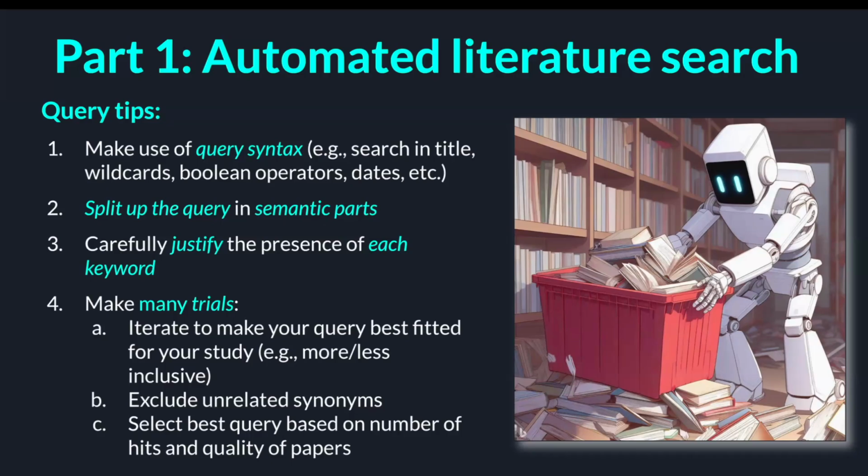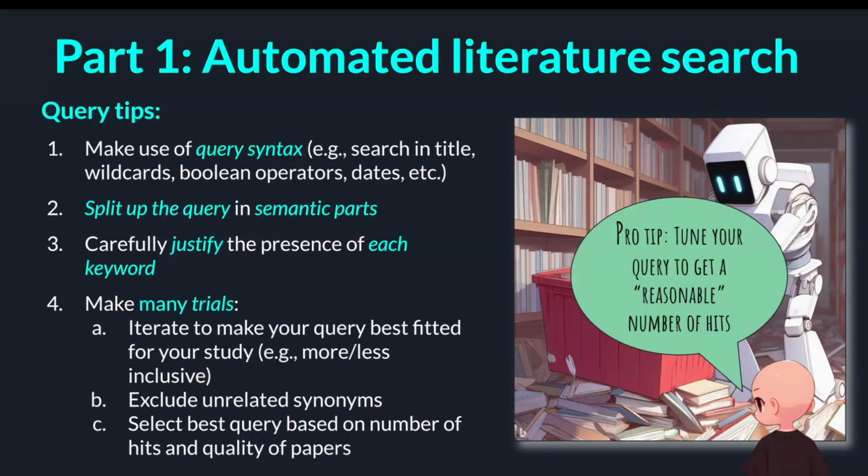So, for example, exclude unrelated synonyms which maybe are common in another field of research. And then after many trials, you can select the query which is best fitted according to both number of hits and quality. If you get 1 million hits, it's not a good query because you won't be able to look at 1 million papers in years. And also the quality: if in the first page of Google Scholar you see papers on agriculture, then maybe the query is not so good and you want to refine it a bit more.